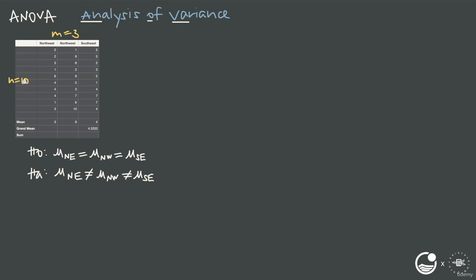Our next step then is to calculate the mean within each group. So for the Northeast group here, we add up these 10 data points and then divide by 10 to find the mean of the Northeast. So we could think about this here as our sample mean. We could call it X bar for the Northeast. We do the same thing for the Northwest, and so we have a sample mean for the Northwest, and we do the same thing for the Southeast, so we have a sample mean for the Southeast. So mean call time in the Northeast is 3 minutes, mean call time in the Northwest is 6 minutes, mean call time in the Southeast is 4 minutes.